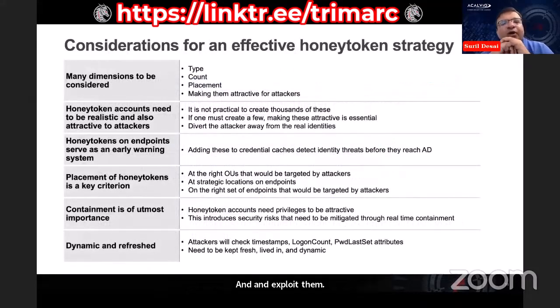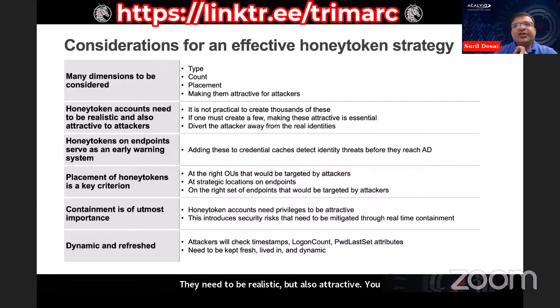So from an overall considerations perspective, there are many dimensions to be considered for an effective honey token strategy: the type, the count, the placement, and more importantly, making them attractive to attackers. They need to be realistic, but also attractive. You cannot create too many, so each one of them has to be curated.